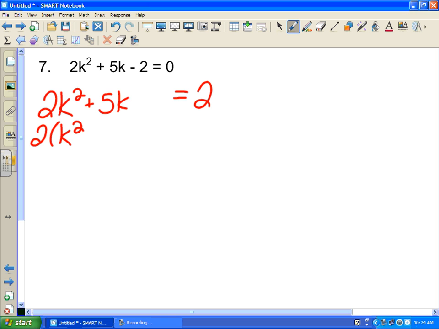What does that do to the 5? 2.5. Doesn't do anything to the 2. Okay, this one's going to be horrible with decimals. But what's half of 2.5 squared?